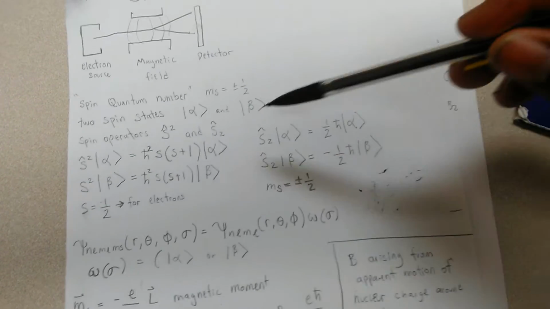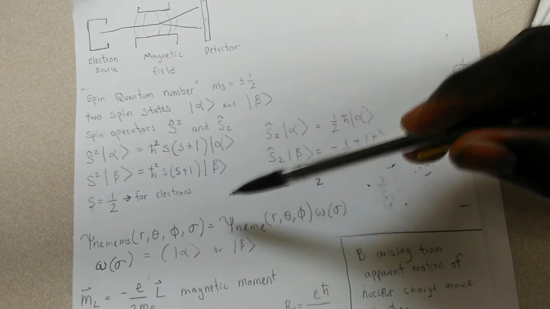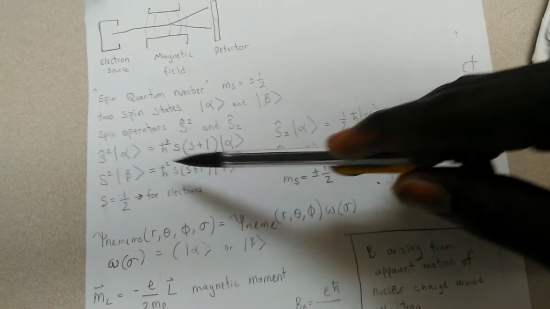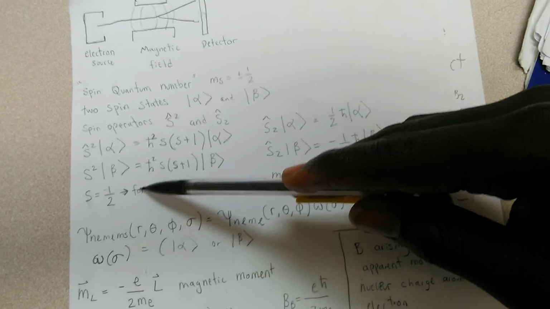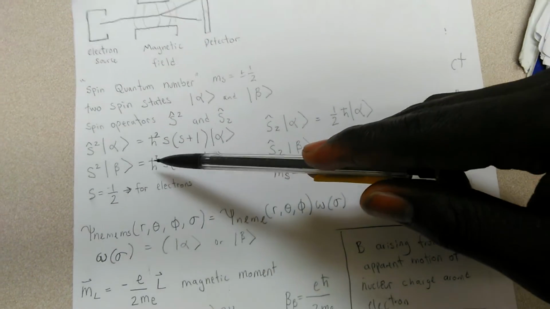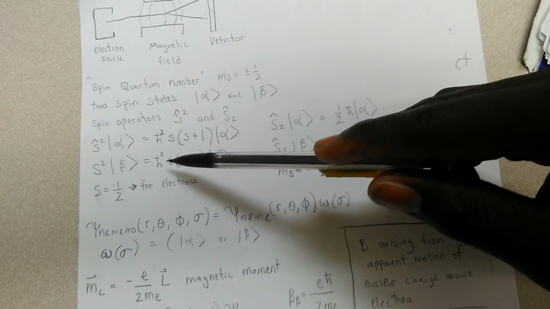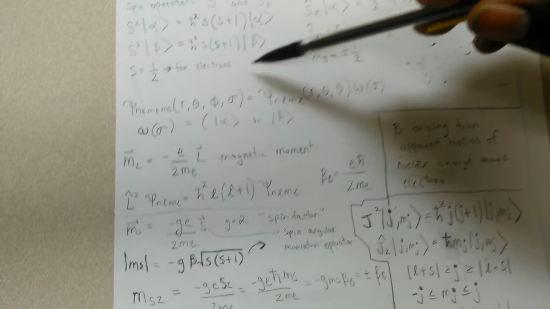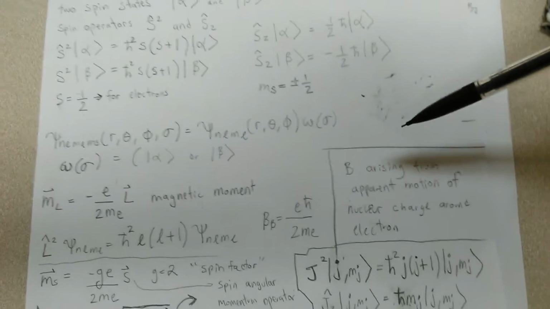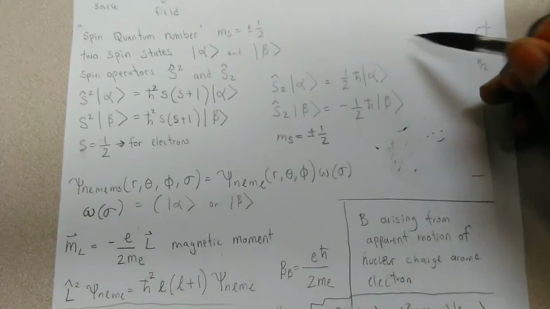states represent spin up and spin down states respectively, which means that the magnitude of the spin angular momentum is just equal to h bar times the square root of s(s plus 1).